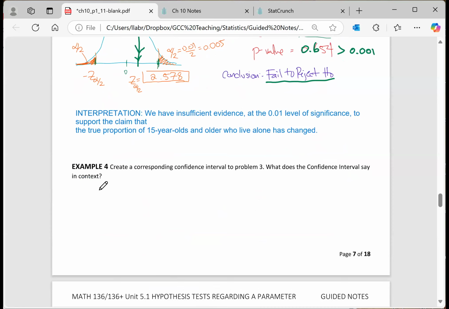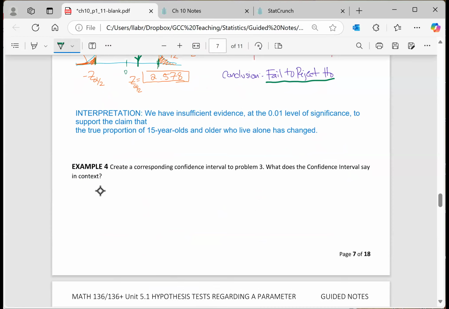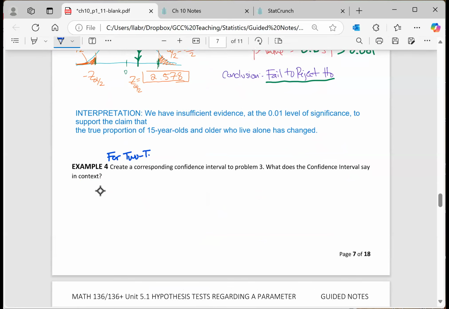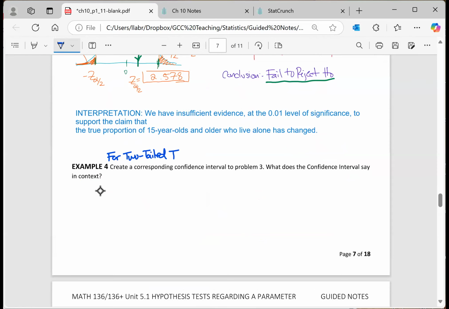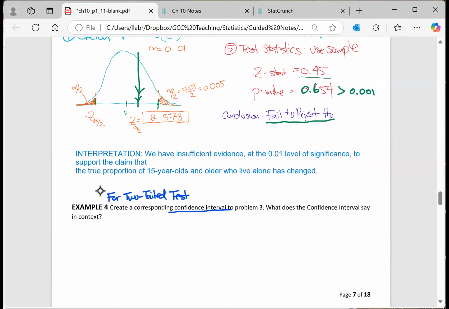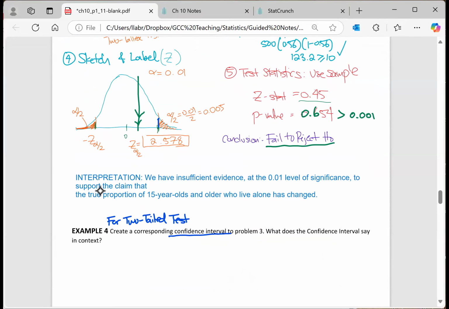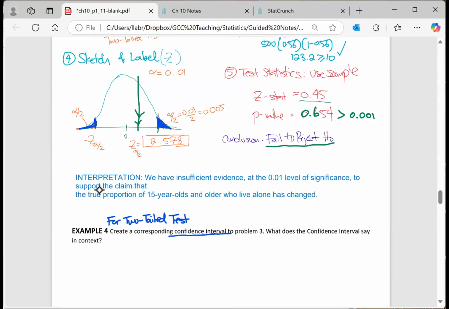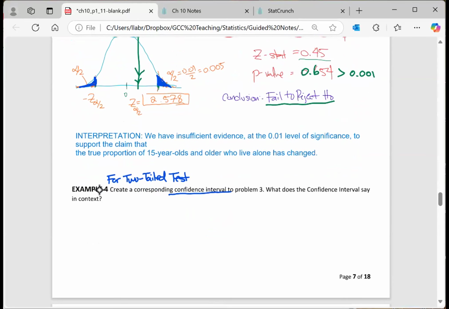So example 4. Whenever you have a two-tailed test, you can always check your work by making a confidence interval. Really, these are equivalent. Only for a two-tailed test and confidence interval will you get essentially the same conclusion. Part of it should make sense because a confidence interval requires two regions like this. So let's make the confidence interval.